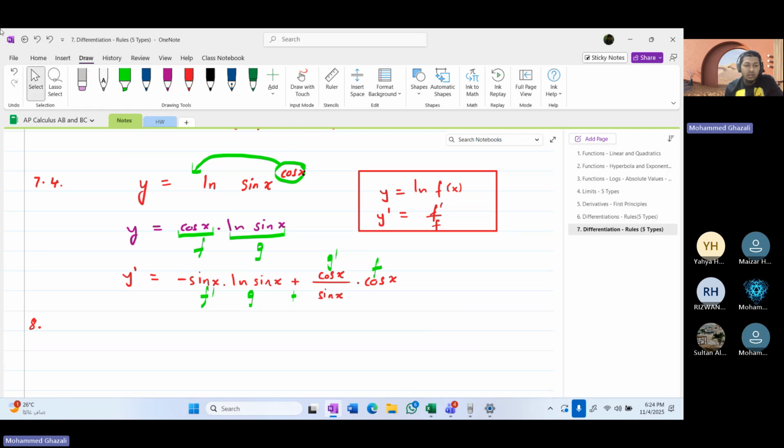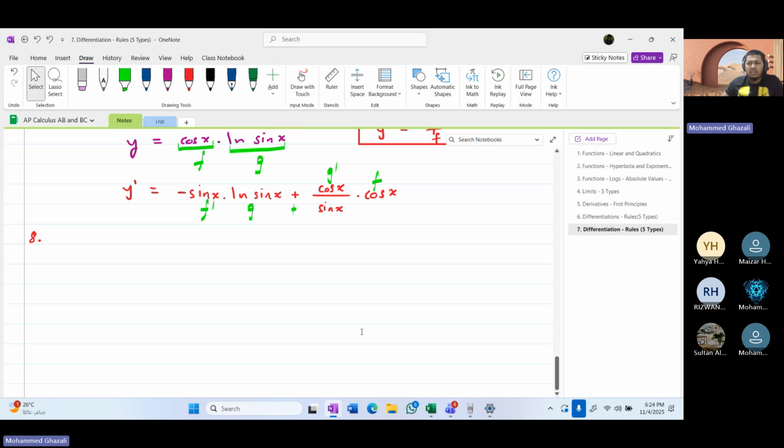You're welcome. Right, now let's look at part 8 of the differentiation techniques. Part 8 is implicit differentiation.